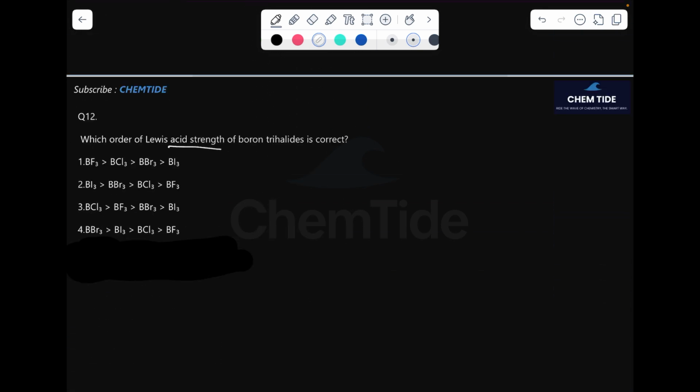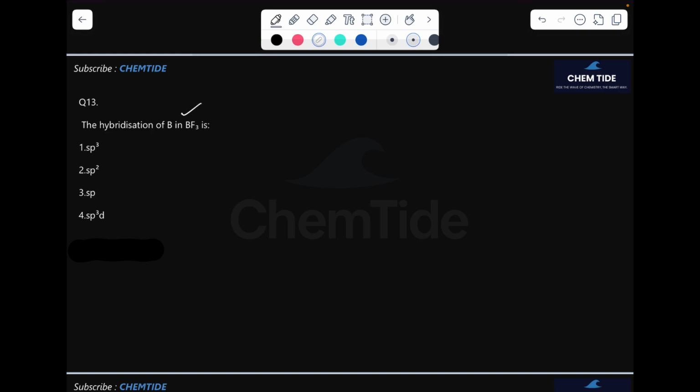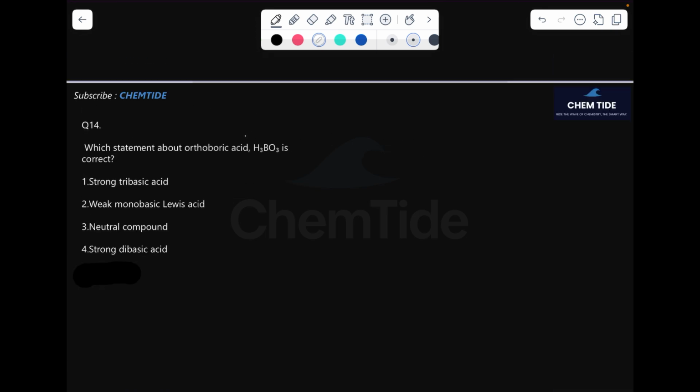Which order of the Lewis acid strength of the boron trihalides is correct? We learned it, it's on a back bonding basis. So BF3 should be the lowest one. Let's check the options. BI3 is on top, then BBr3, BCl3, BF3. That should be the answer. The hybridization of boron in BF3: all three are sigma bonds, and three sigma bonds means sp2. Answer should be 2.